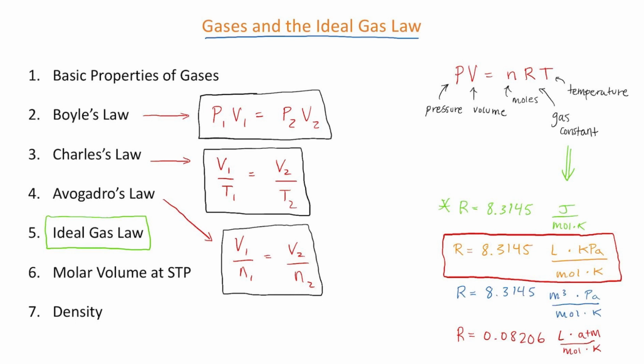And truly, it doesn't matter because no matter what R value you use, you should get the same answer, as long as you make sure that your pressure, volume, and temperature are in the correct units. So for the R value that I will be using, the pressure needs to be in kilopascals, the volume needs to be in liters, and the temperature needs to be in kelvins. You can look at the units of the gas constant to figure out what the units of pressure, volume, and temperature need to be. And now let's jump into a few examples to practice using the ideal gas law.